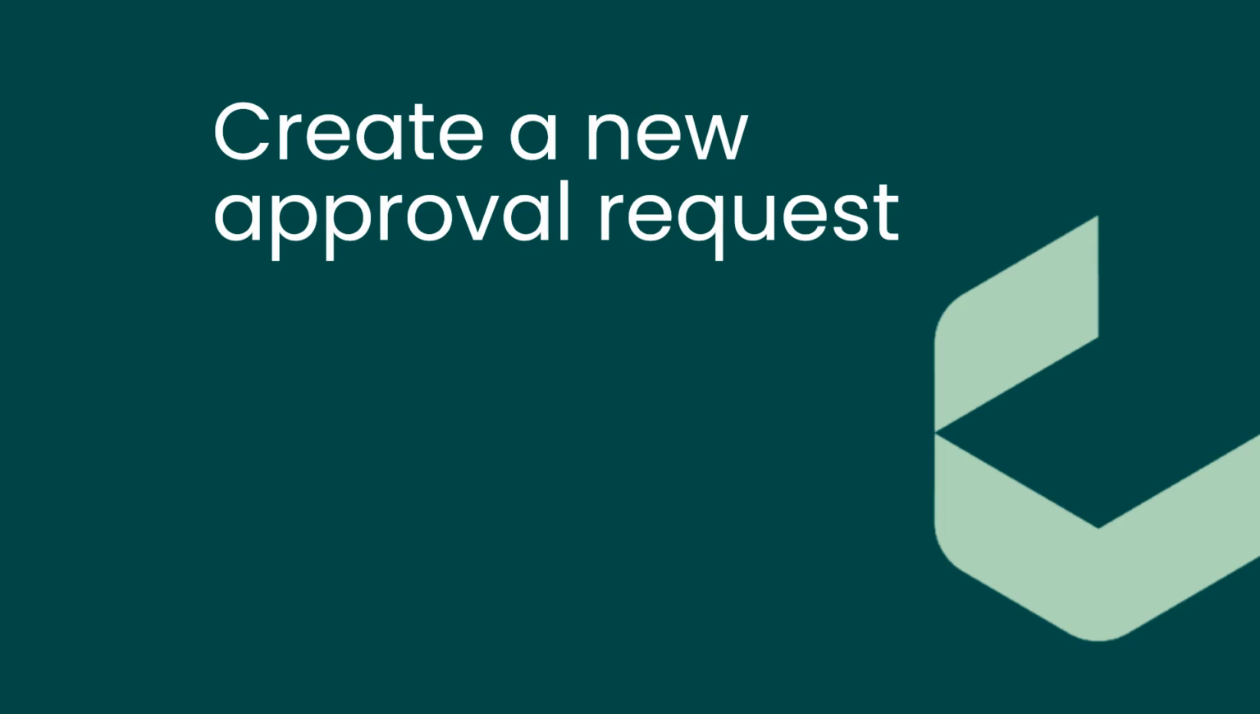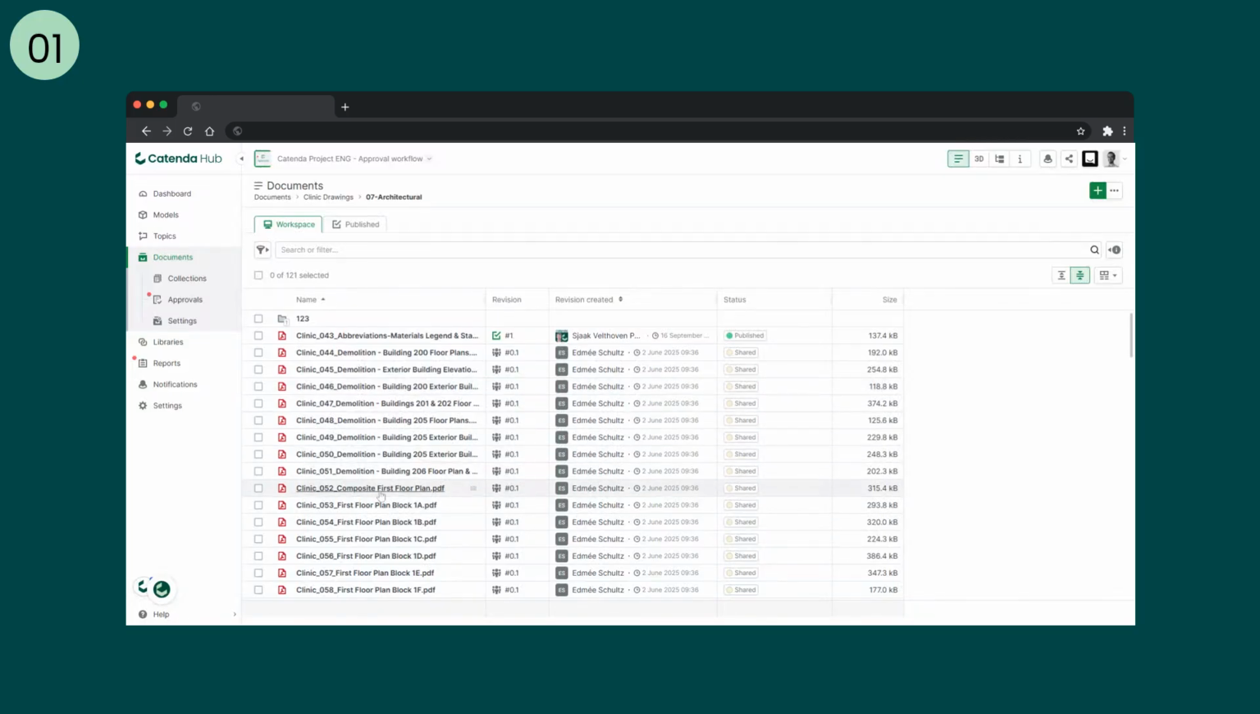This tutorial guides you through creating a new approval request in Catenda Hub. If you haven't already, please watch the Create a New Approval Workflow template video before watching this one. You will learn how to select workflows, submit requests for review, add annotations, and manage approval decisions. Before starting, ensure you have access to the relevant project documents and the necessary permissions to create approval requests.